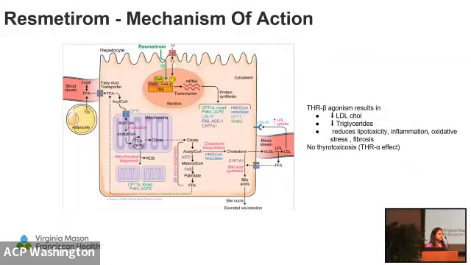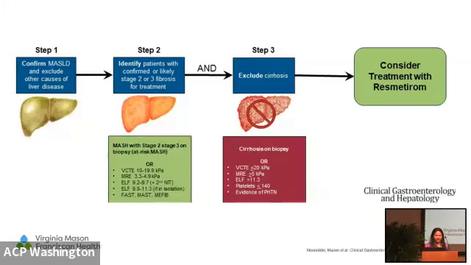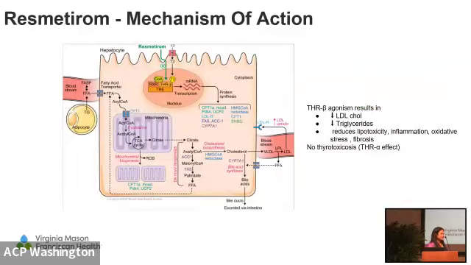It increases beta oxidation of fatty acids, thereby reducing lipotoxicity. It reduces the inflammation in your liver, reduces the oxidative stress, and thereby improves fibrosis. And it also reduces the VLDL production in the liver, thereby reducing your plasma LDL and triglycerides. So this really is very liver-centric, and therefore you do not get the other thyroid-related side effects. The only side effect that I have seen with this is actually diarrhea.